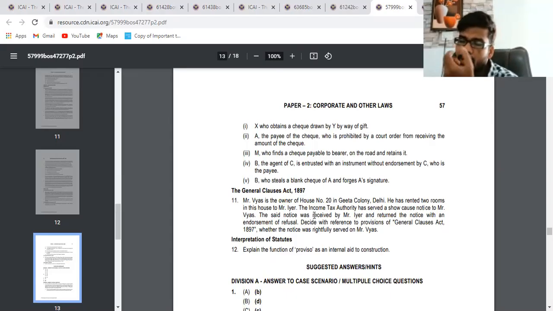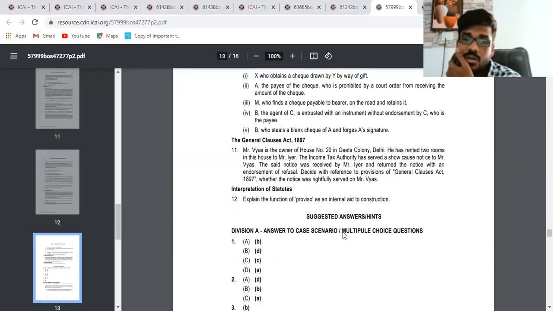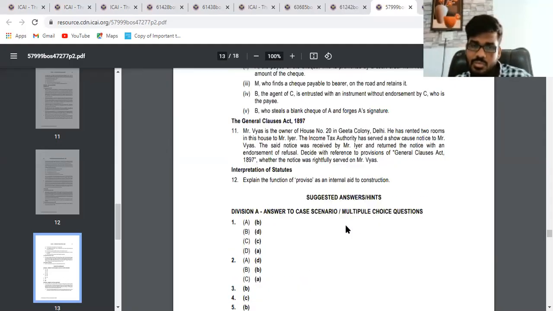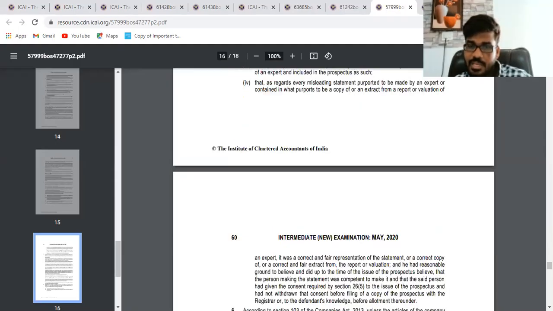Notice served means properly posted, to the proper address, with acknowledgement due. A show cause notice to Mr. Vyas was received by Mr. Iyer and returned with an endorsement of refusal. Clearly the mention is, we are not accepting this notice. Then is the notice rightly sent to Vyas or not? This is received or not? We said that I am not interested. Good. Go through that answer. Is it clearly understood?